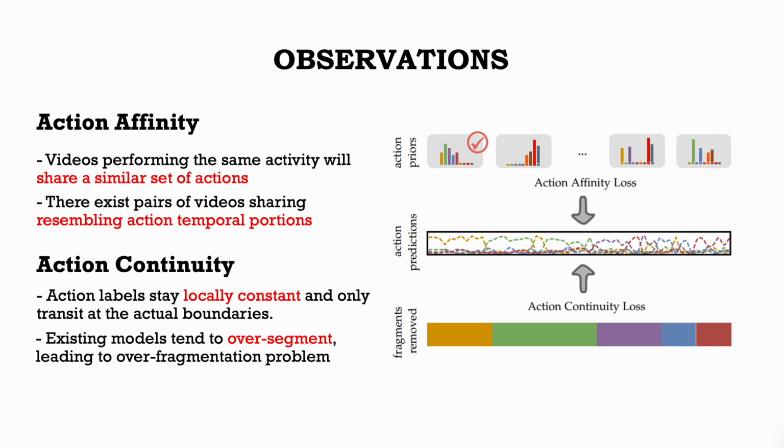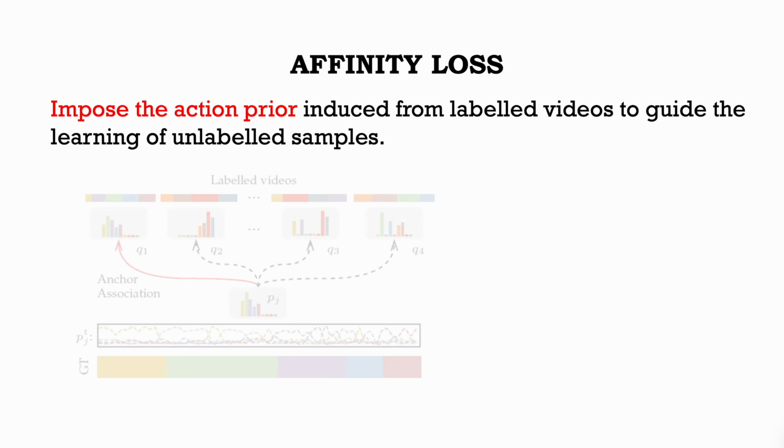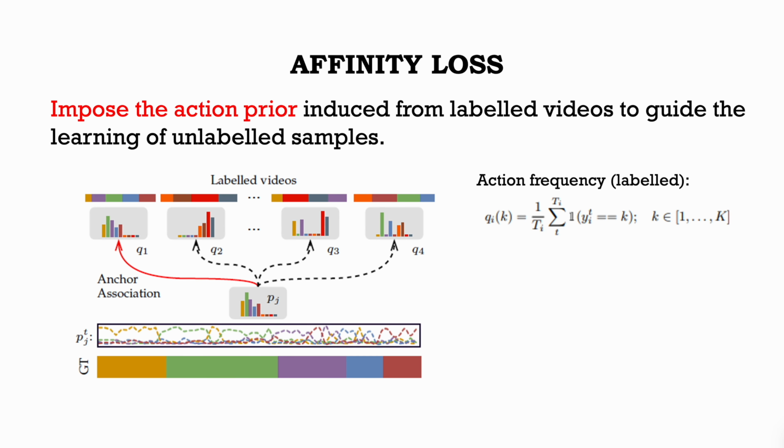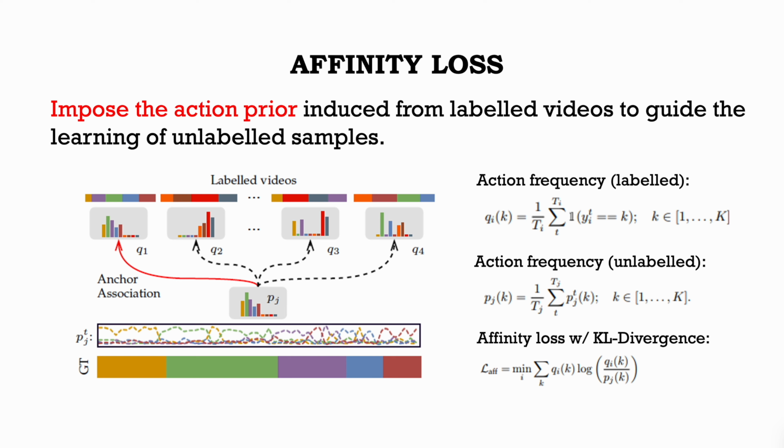The first one is affinity loss, which is used to impose the action prior. For a labeled video, we define the action frequency as the prior on the action composition and duration. The prior for an unlabeled video is selected from its closest peer in the labeled set, and the prior is imposed via a KL divergence loss.